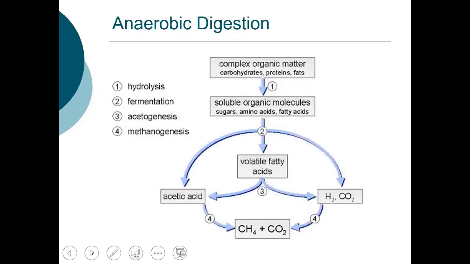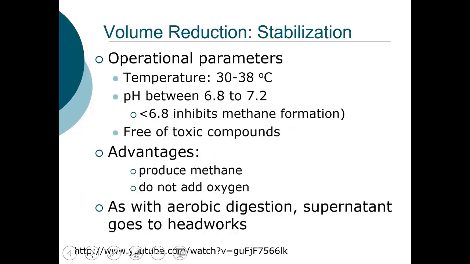This is basically the same pictorial image of what I just said, and you can see we produce these volatile fatty acids, and then we can either produce acetic acid or we produce hydrogen and CO2. Either way, we produce methane and CO2 as the final products. These systems are operated at higher temperatures, so you can see the temperature is higher than for aerobic systems.